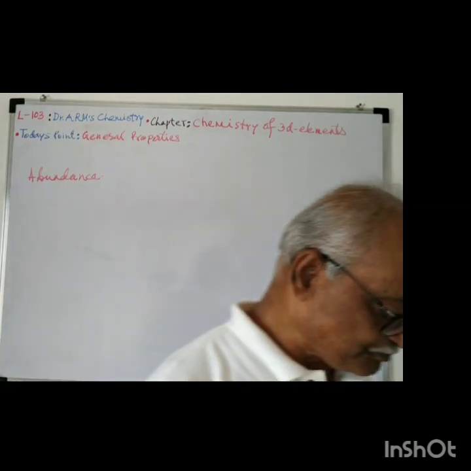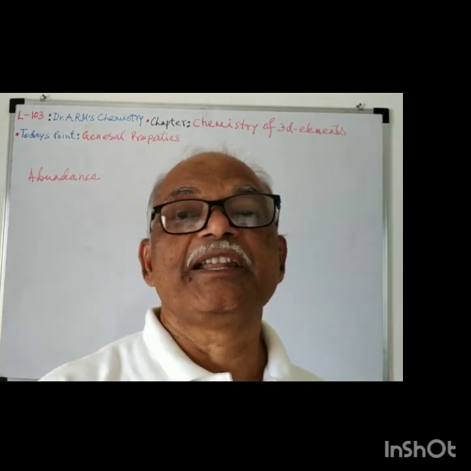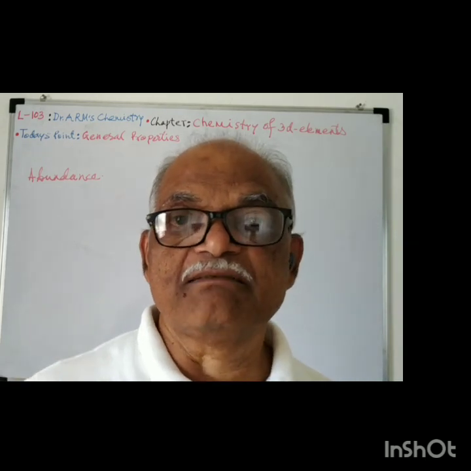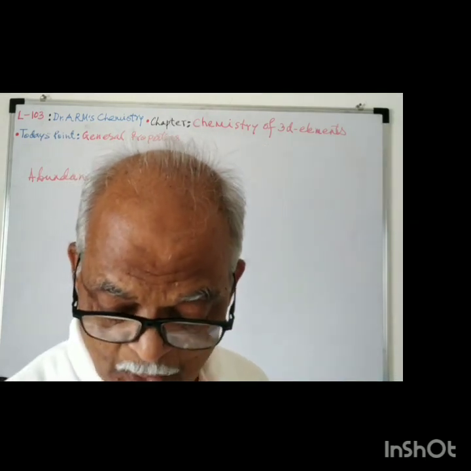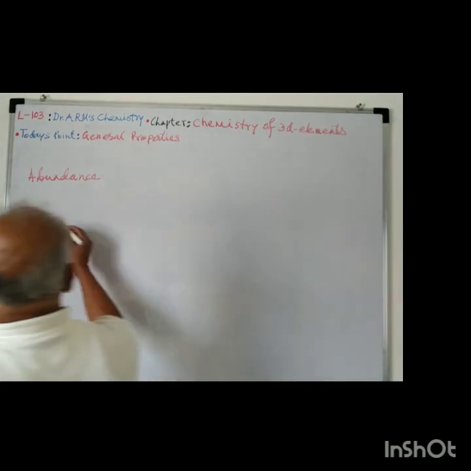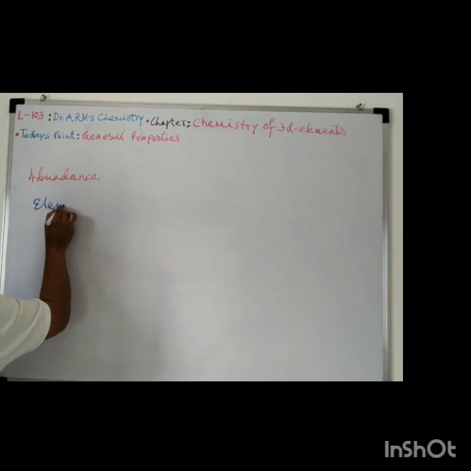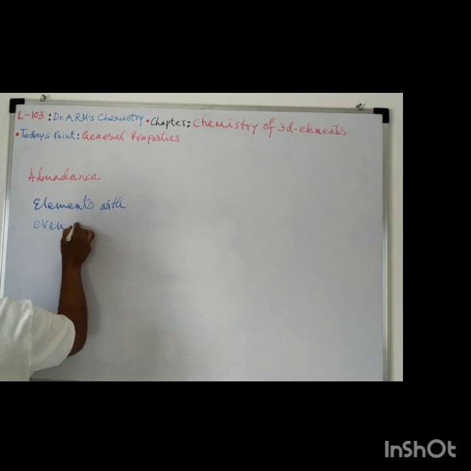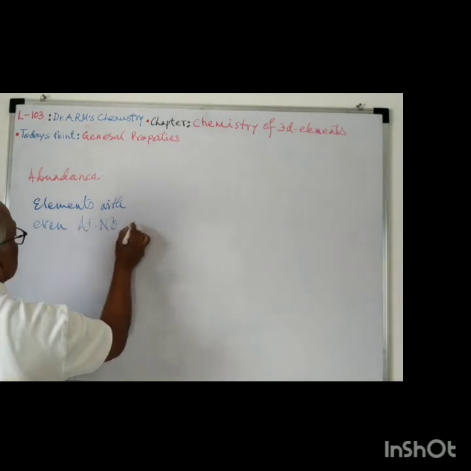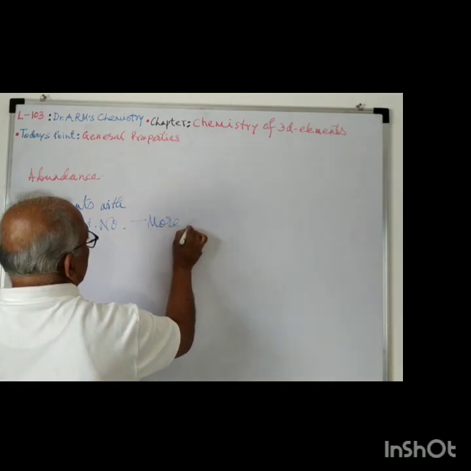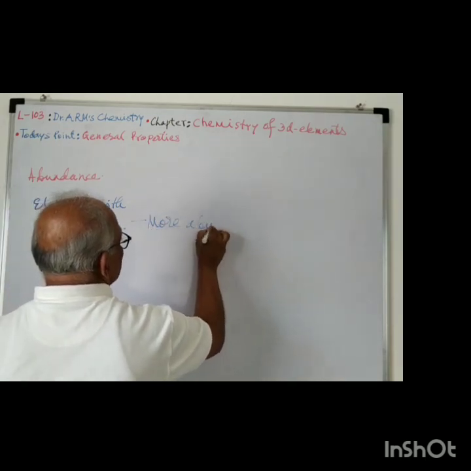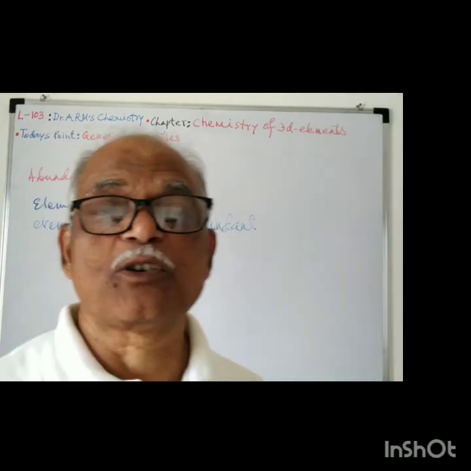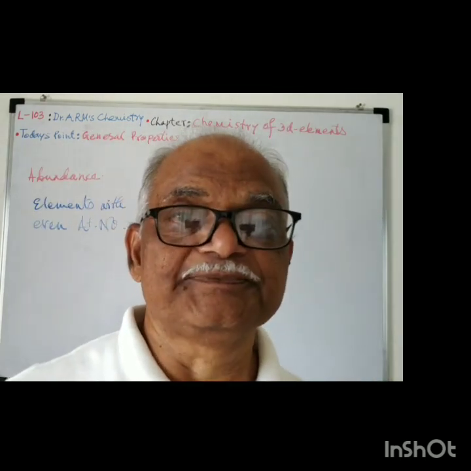If we look at the abundance, it is found that there is a law which states that the elements with even atomic number are more abundant. It means the elements with odd atomic numbers are less abundant.